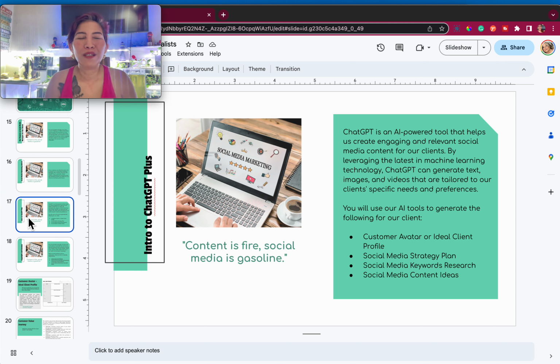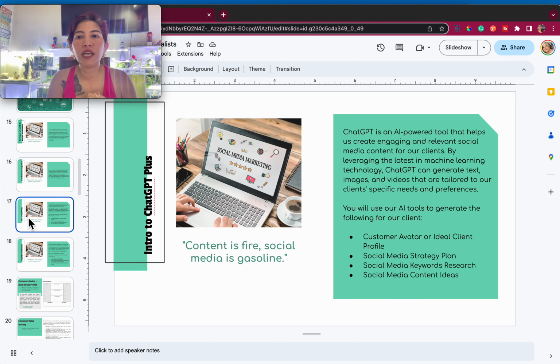But what's the use of ChatGPT Plus in our role as social media marketers? It's to aid us. It's not the one who's going to do social media marketing for us. That's very important to know. It's just a tool to help us make our role in the client's business more effective, more efficient, and for us to deliver the results that they need.